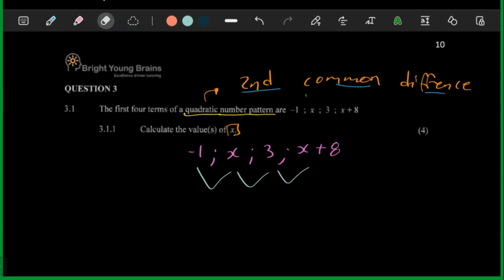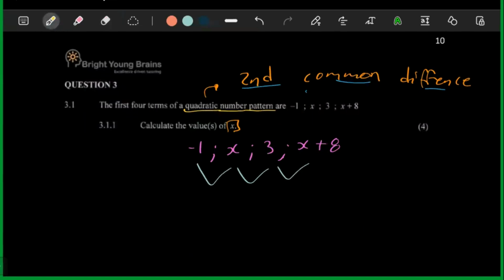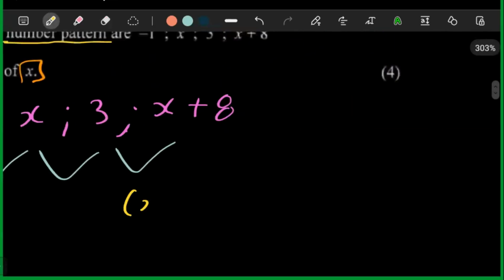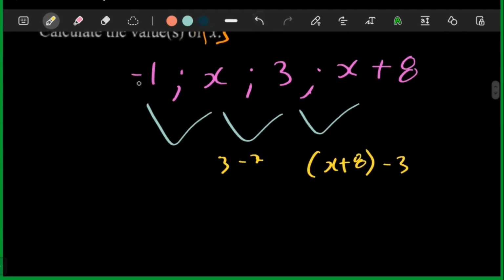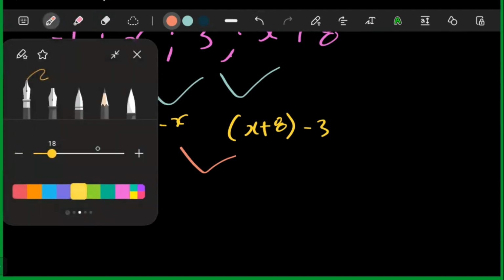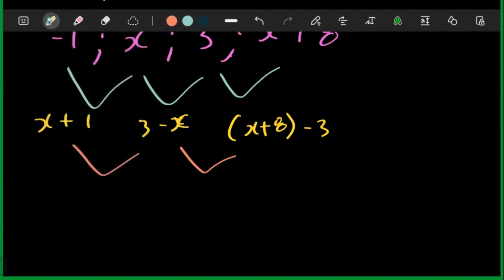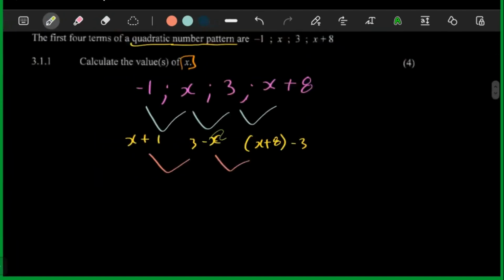But with the second common difference, all I'm trying to say is that if you take this value minus that one, you'll have x plus 8, and then you just subtract your 3. You can just say 3 minus x. And then this one here, x minus negative 1, is going to be x plus 1. Now, when you go a stage further, you will be able to create certain equations.